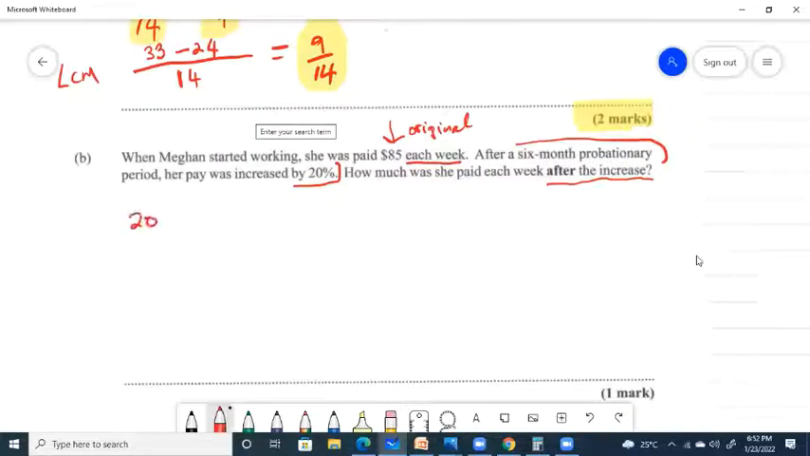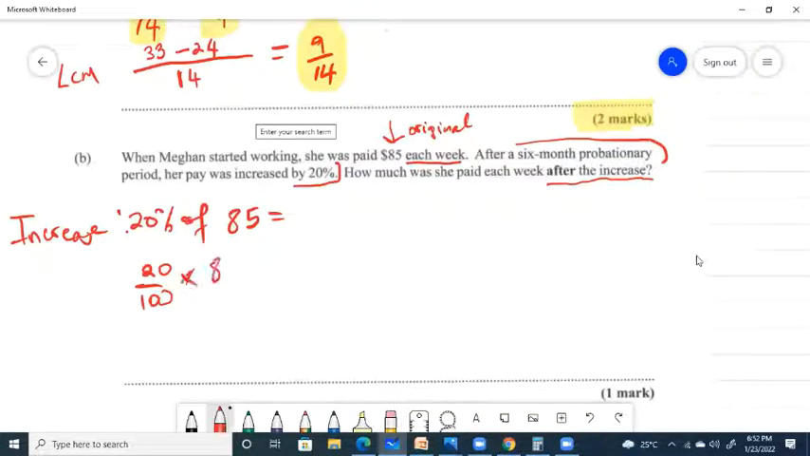So 20% of this was what the increase was. But you're going to have to add it to it so that you could see the new thing that she is getting. So what we're trying to do is to work out the monetary increase, 20% of 85, and this looks like about 17. But we're going to work it out. So it's 20 over 100 times 85 over 1. Definitely this is 17. So this is $17. But this is not her new pay. This is just what was added.